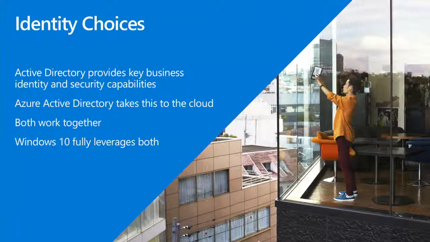So let's talk a little bit more about identity then. We have identity choices where we can use Active Directory or we can use Azure Active Directory. In the case of Active Directory, you sign in via domain controller. You all know how that works. You've been doing it for years. For Azure Active Directory, you sign in directly to the cloud. So your authentication request goes to Azure Active Directory. It validates and sends back yes or no to the client device.